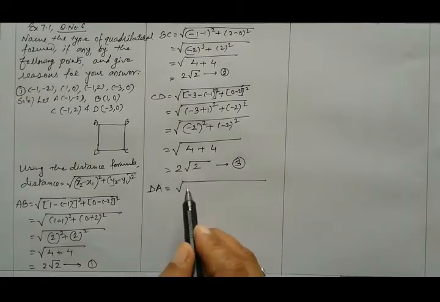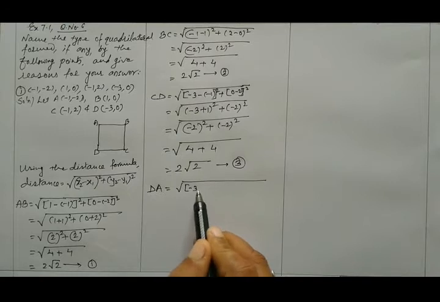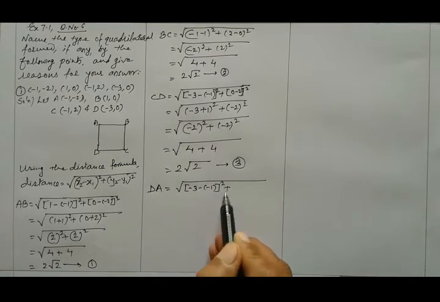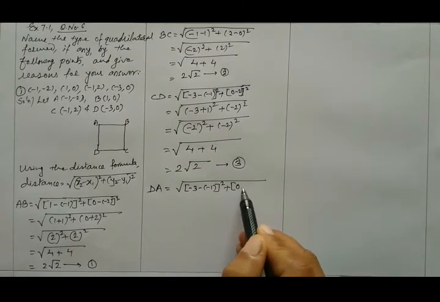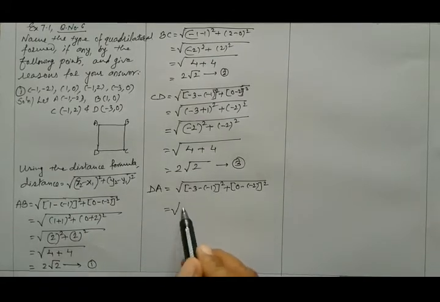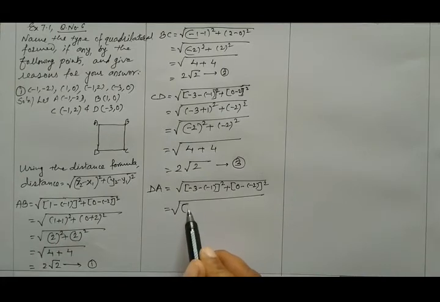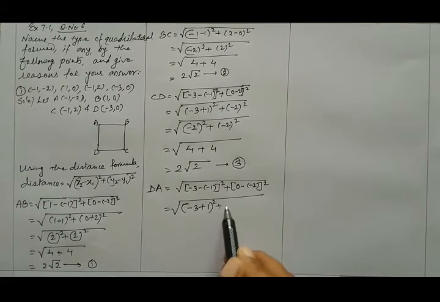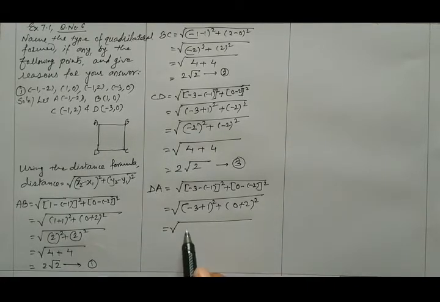So DA is the square root of (minus 3 minus minus 1) whole square plus (0 minus minus 2) whole square, which is equal to (minus 3 plus 1) whole square plus (0 plus 2) whole square, that is minus 2 square plus 2 square, so 4 plus 4, and that is 2 root 2. Call it result number 4.